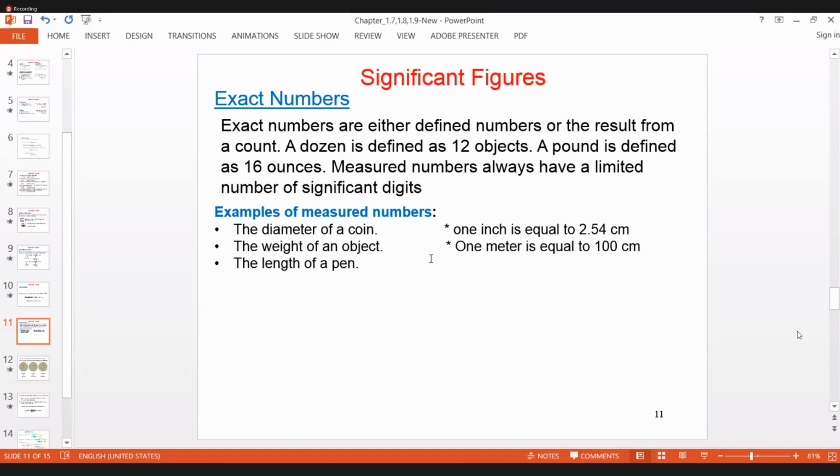The 12 objects, 12 dozen. 1 dozen means 12 eggs. This is an exact number. So anything which is already reported in history, that is an exact number, right? So this is all about calculation.